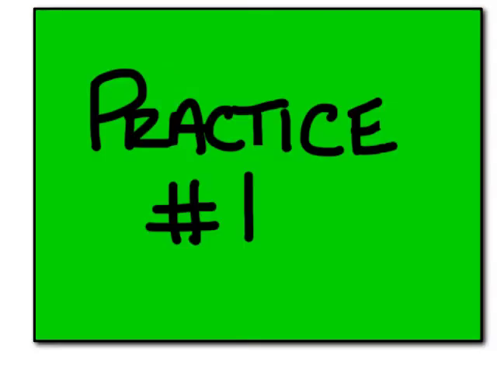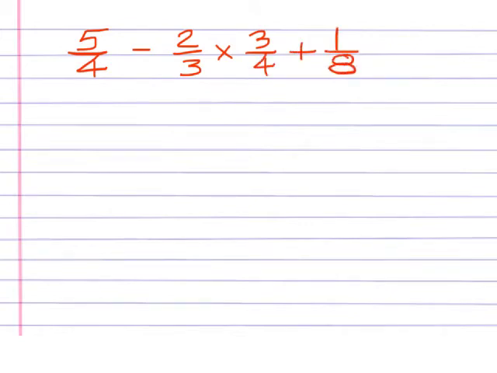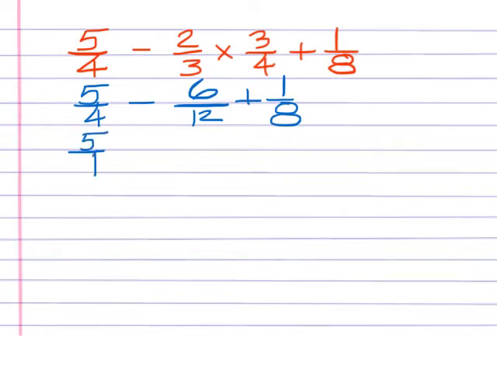Practice number 1. 5 over 4 minus 2/3 times 3/4 plus 1 over 8. We'll keep the 5 over 4 and take care of the middle to get 6 over 12 and then plus 1 over 8. I think it would be helpful if we reduced the 6 over 12 to 1/2 and then went back and did everything in terms of a denominator of 8.